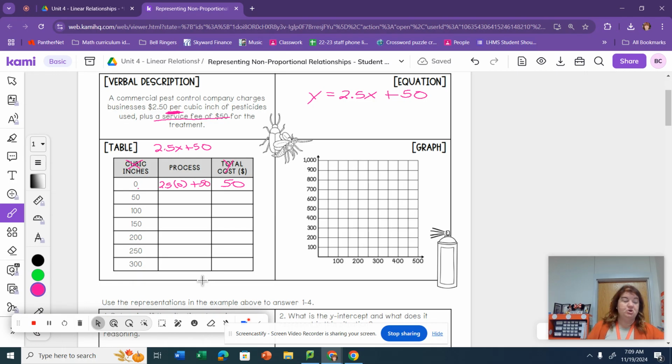Okay? So now let's say we did 50 inches. So we would go 50 times 2.50. So let's put that here so you know what's going on. $2.50 times 50 plus 50. Do you see what we did there? So now we're going to go plus 50, and that would be 175.